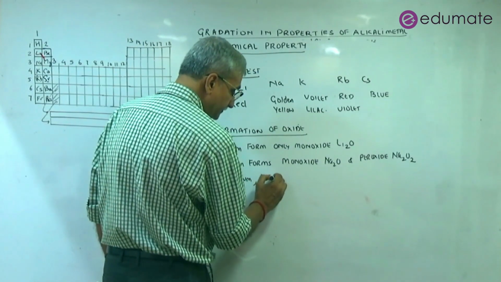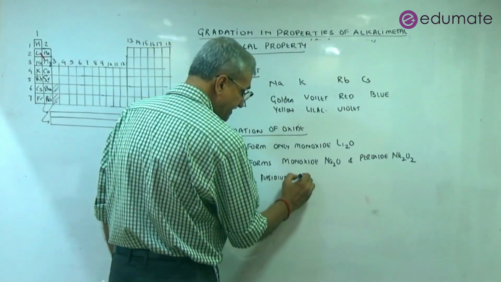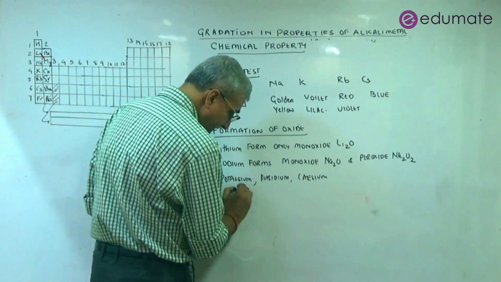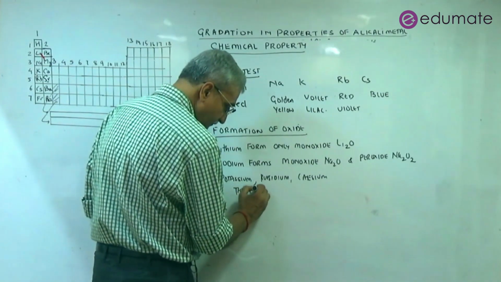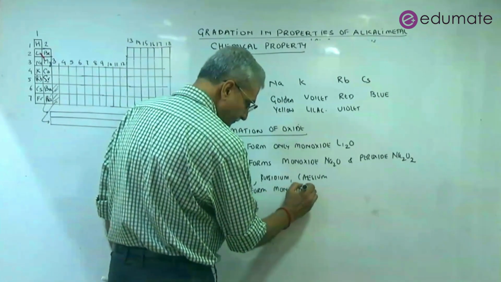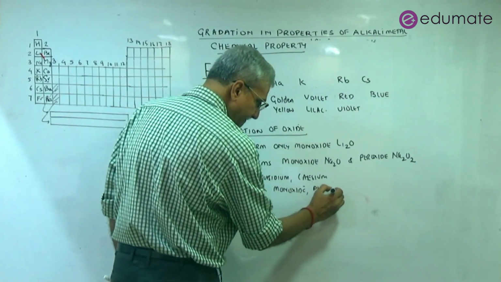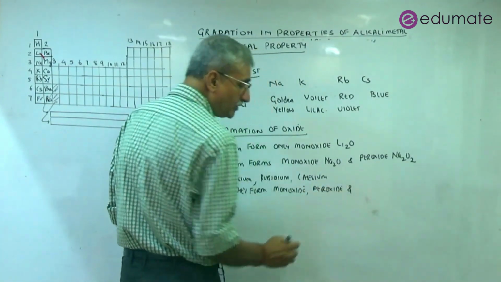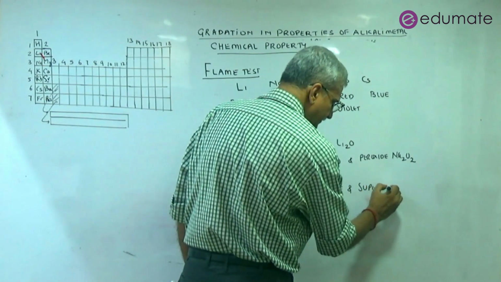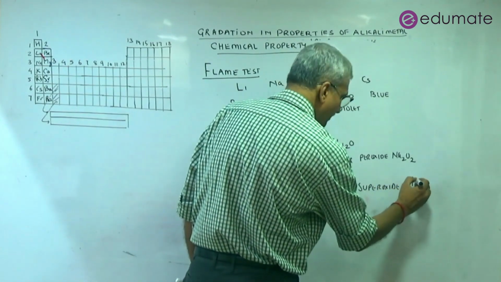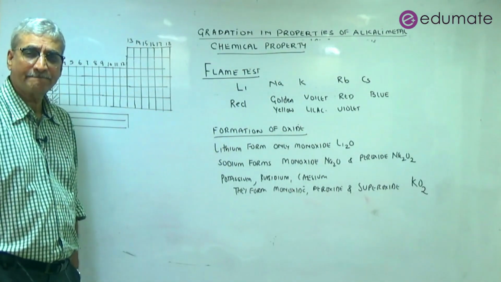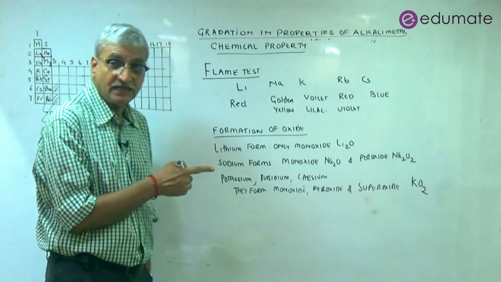rubidium, and cesium. They form monoxide, they form peroxide, and most important, they form superoxide. For example, you have KO2. KO2 is superoxide. Now, superoxides are paramagnetic.